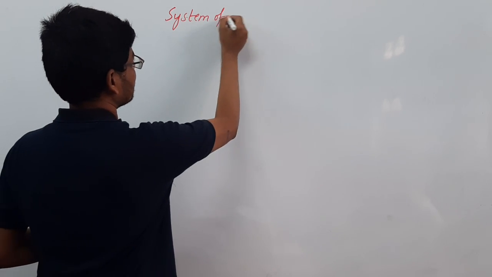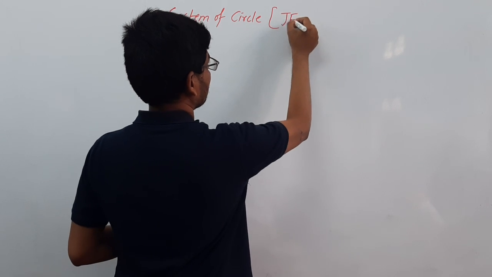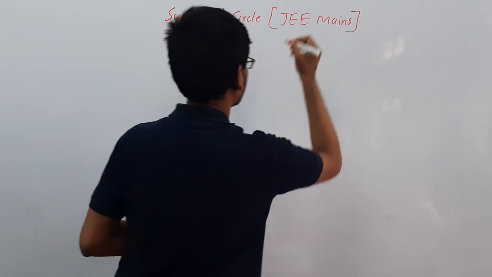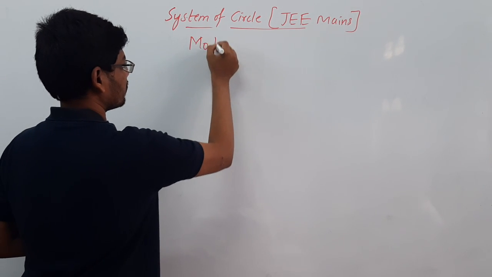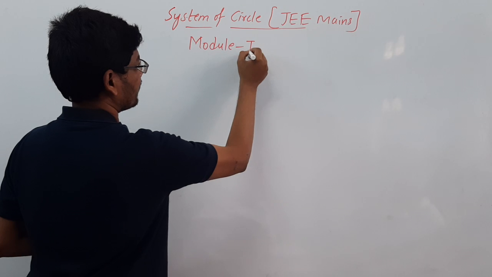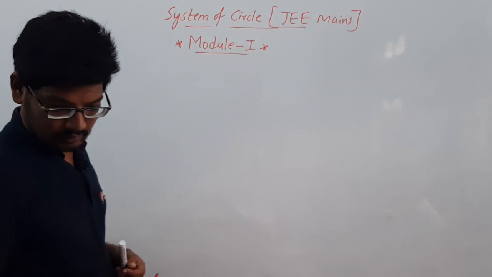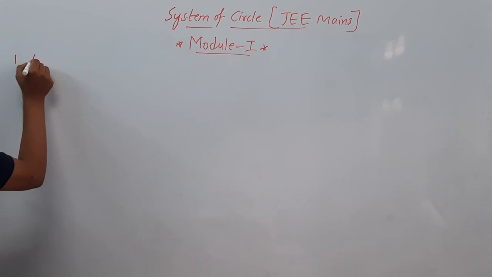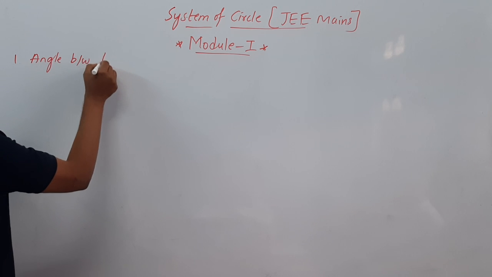Now we are going to solve system of circles JEE problems. In Module 1, the topic name is angle between two intersecting circles. The first topic is angle between two intersecting circles.